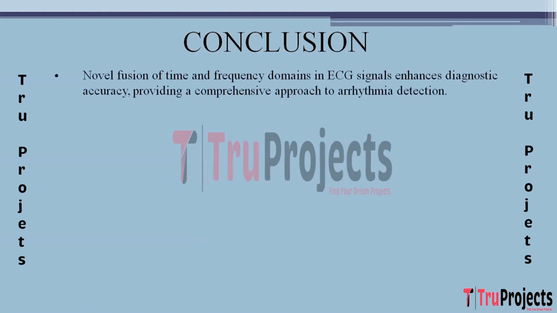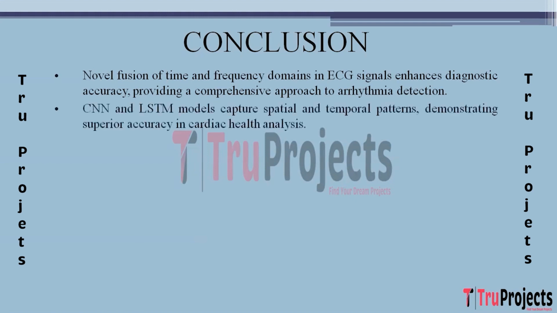So the conclusion here is the project successfully introduces a novel method for arrhythmia diagnosis by fusing time and frequency domain information from ECG signals. This innovative approach enhances the diagnostic accuracy by leveraging both temporal and spectral features, providing a more comprehensive analysis. The incorporation of convolutional neural network and long short-term memory models proves highly effective in capturing spatial and temporal patterns within ECG signals. This combination demonstrates superior accuracy, showcasing the potential of deep learning for advanced cardiac health analysis.